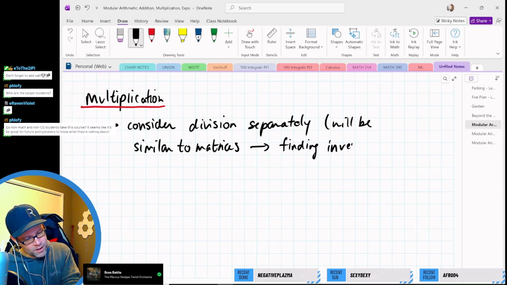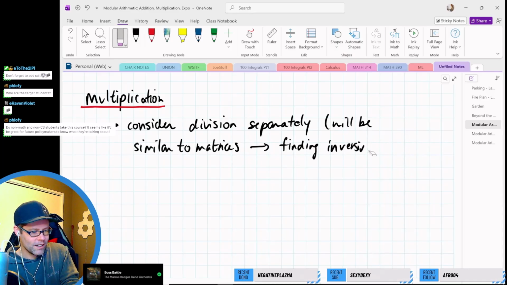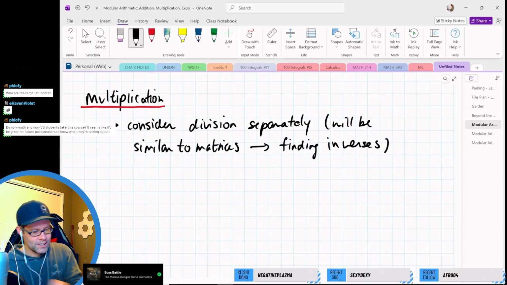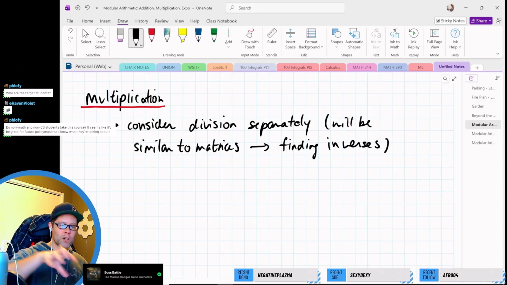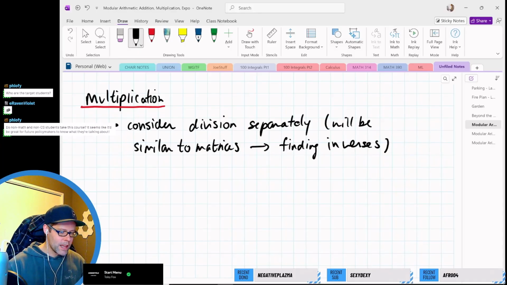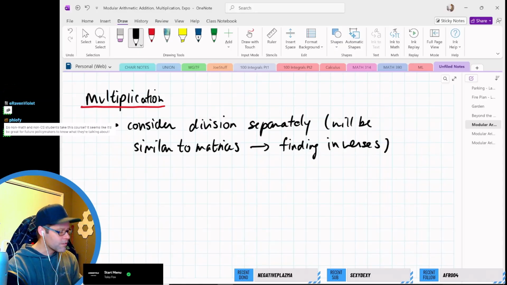So just summarizing what we talked about there. So we're going to work on multiplication now. We're going to consider division separately. And the idea there is it's not really going to be called division. We're going to be thinking about it as undoing multiplication. So we're going to be finding inverses when we get to that section of the course.